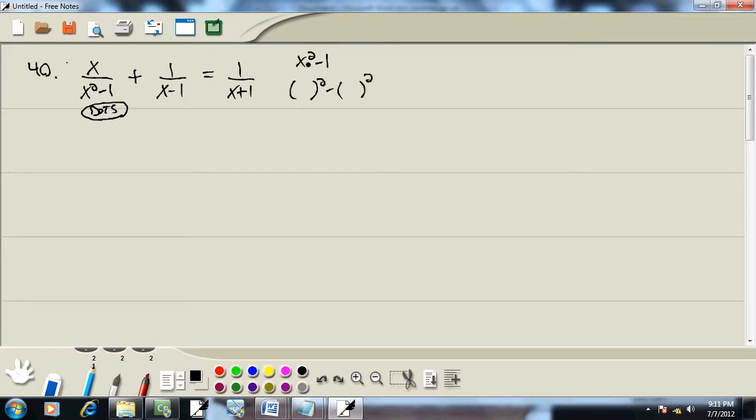You look at each piece, asking yourself what times itself gives you that. For example, x squared, x times x gives you x squared. And 1 times 1 gives you that. So then you take what's inside your first set of parentheses, you add what's in your last. You take what's in your first, and you subtract what's in your last. And that's how it factors. So step 1, this factors as x over x plus 1 times x minus 1 plus 1 over x minus 1 equals 1 over x plus 1.